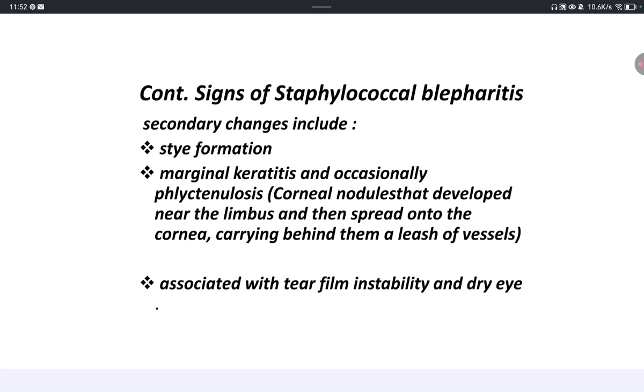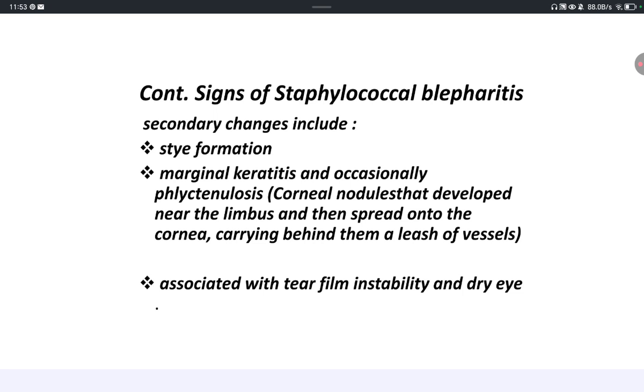Secondary changes include stye formation, marginal keratitis, and occasionally phlyctenulosis, meaning the corneal nodules that develop near the limbus and then spread into the cornea, carrying behind them a lace or lens of vessels. So marginal keratitis means inflammation of the cornea margin.